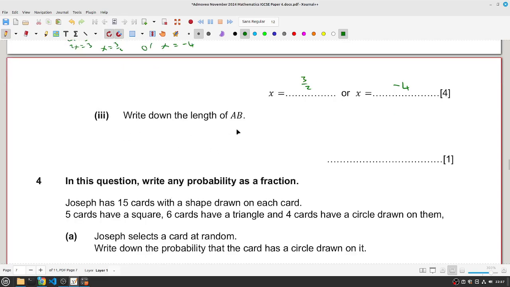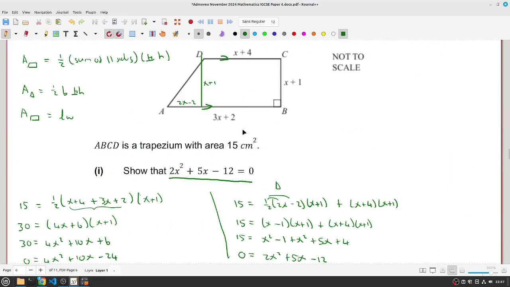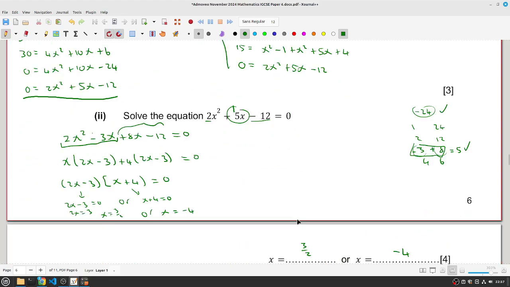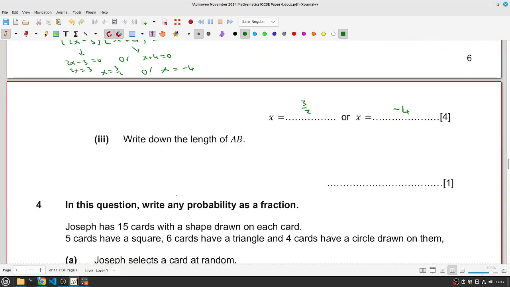Now write down the length of AB. Okay, so AB is 3x plus 2. Let me just write that down. So AB is 3x plus 2. So now we know what the possible values for x are, so we can just substitute those in. And if we substitute in the -4, we get 3 times -4 plus 2. -12 plus 2 equals -10. So our answer could be -10.